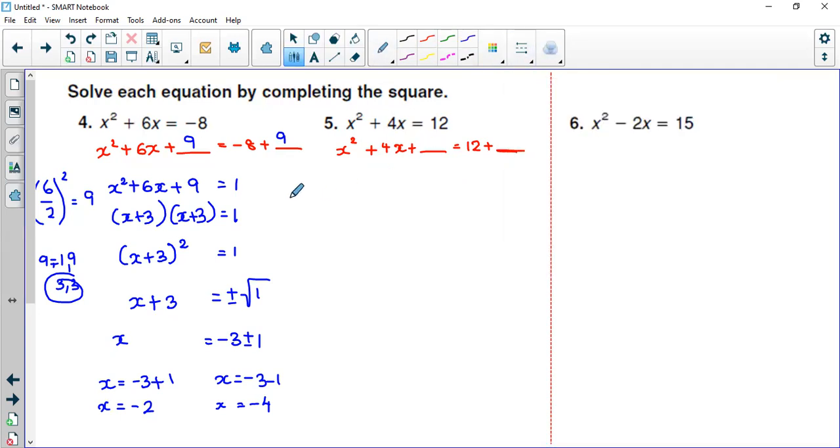So b divided by 2 is going to give you 4 divided by 2, whole square. 4 divided by 2 is 2, and 2 squared is 4. So you add 4 to this side of the equation as well as to this side of the equation. Next, simplify, in the sense, solve the other part of the equation. So that's going to give you 12 plus 4, which is 16.